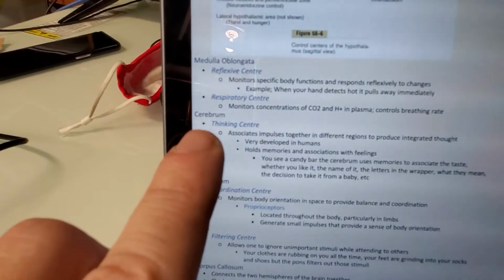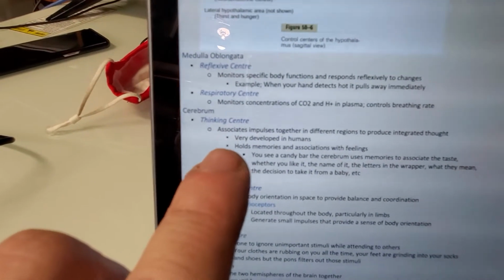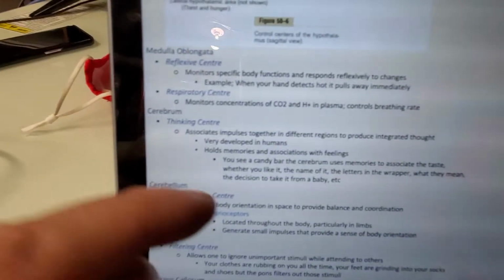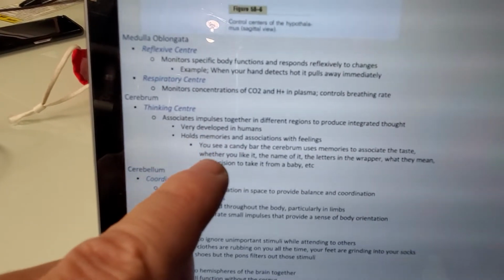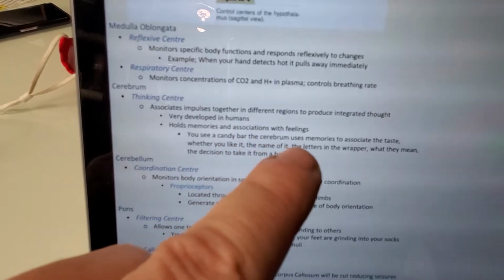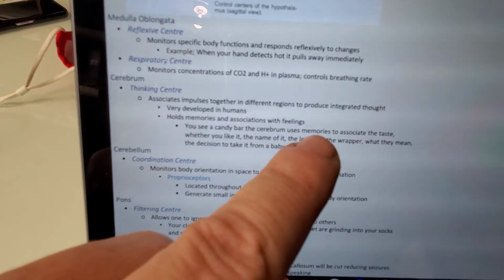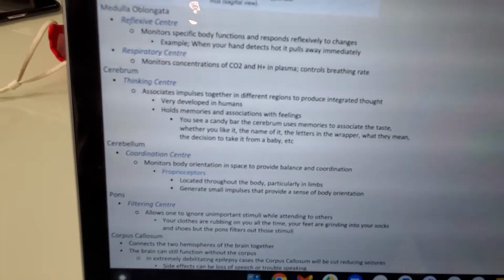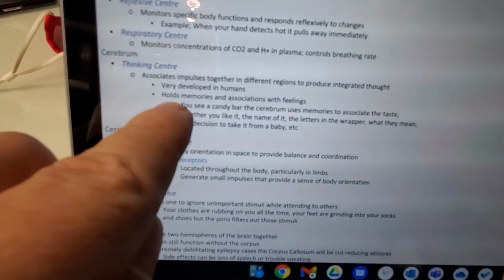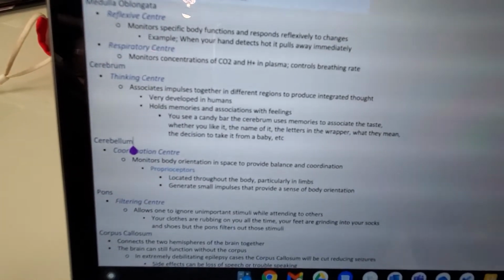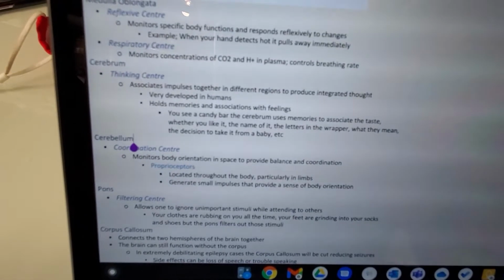So then there's the cerebrum. We talked about that. That's the thinking center. It's so complicated what the cerebrum does, and we still don't know all the things. But for example, I use this example. So you see a candy bar. All the things that the cerebrum will do, it'll access memories to associate. It'll remember the taste of the candy bar if you've had it before. It'll remember whether you like it, the name of the candy bar. It'll remember the letters in the wrapper so you can read the name.